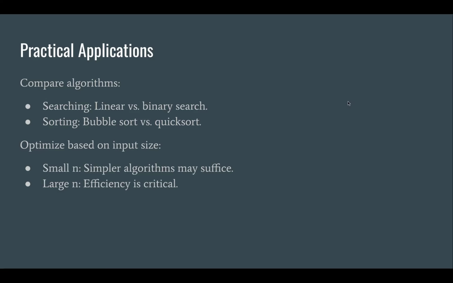Practical applications. In practice, the choice of algorithm depends on the problem and constraints. For example, say you're searching a list. A linear search works for small inputs, but binary search is far more efficient for larger sorted lists. Similarly, sorting small datasets might work fine with bubble sort, but for larger datasets, quicksort or merge sort might be preferable. So the key is to match the algorithm to the input size and resource limitations for optimal performance.